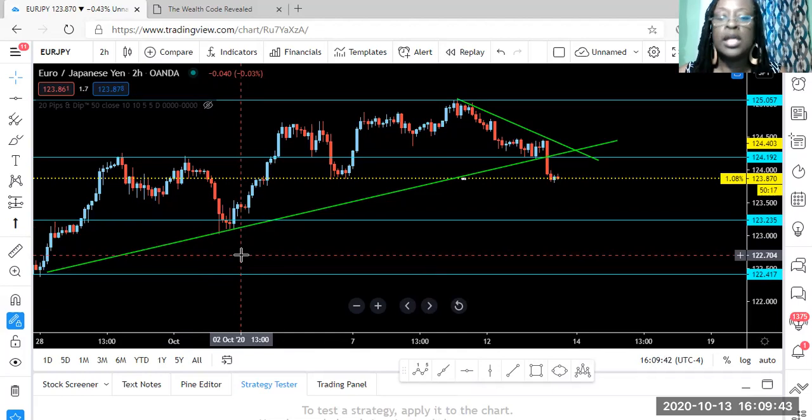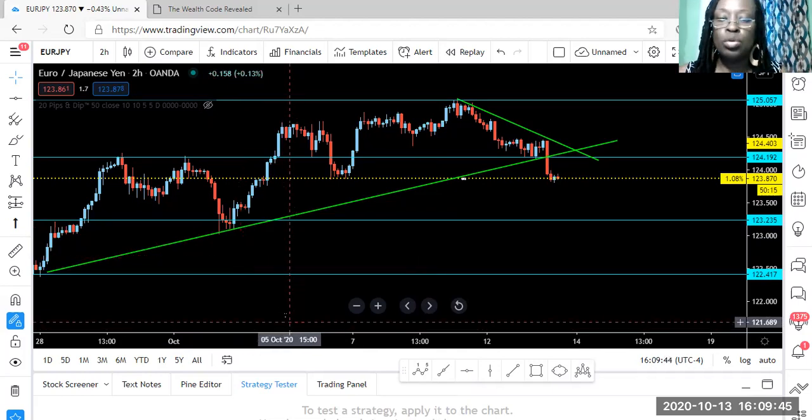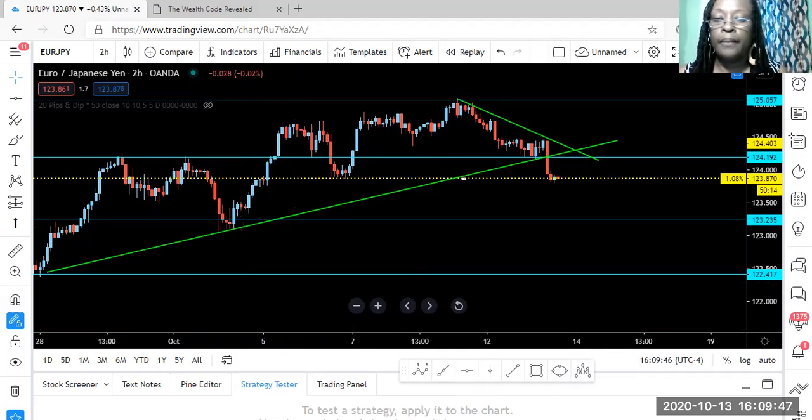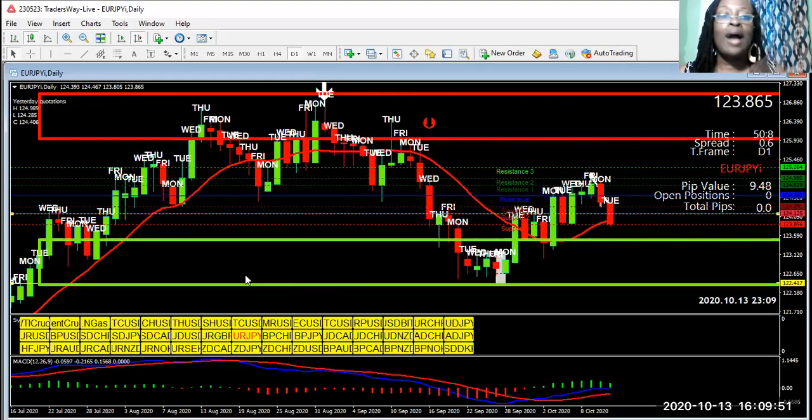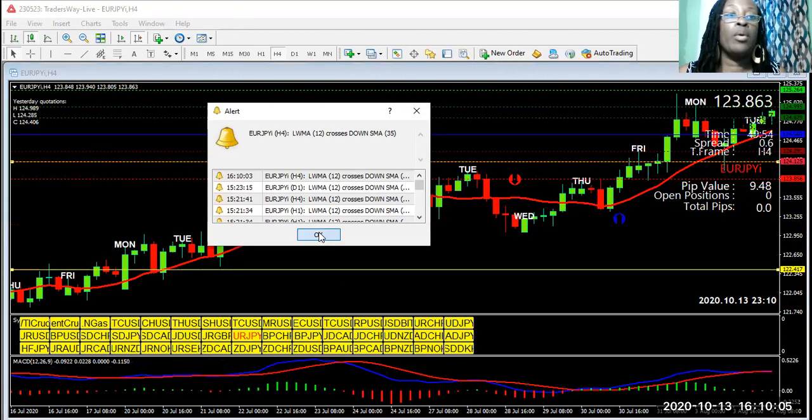Our trend lines. Now, let's go to our MetaTrader 4 so that you can see how it all works together, right? It all works together. So this is the daily. I know this is a mess. I'm not even going to really be on here. We already identified this is a bearish trend. We already did that, right? So let's go to our 4 hour.